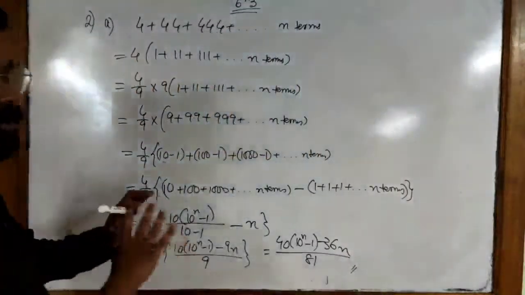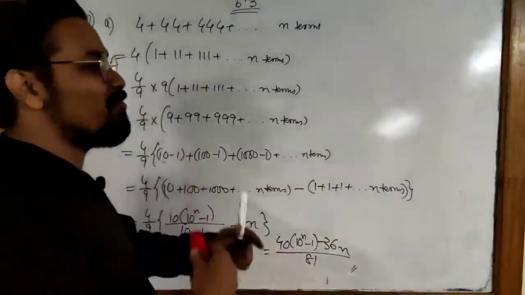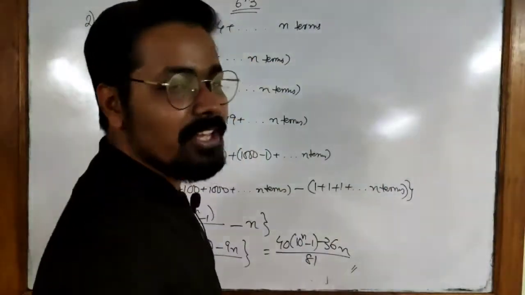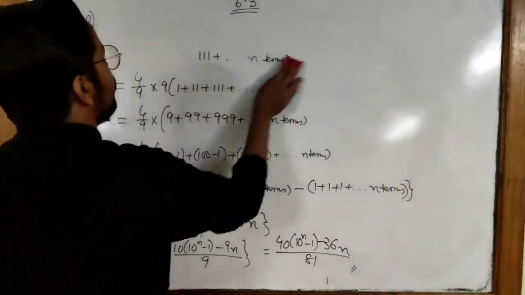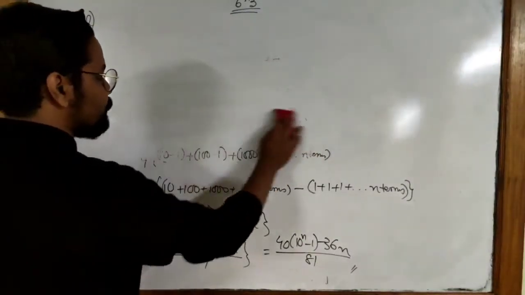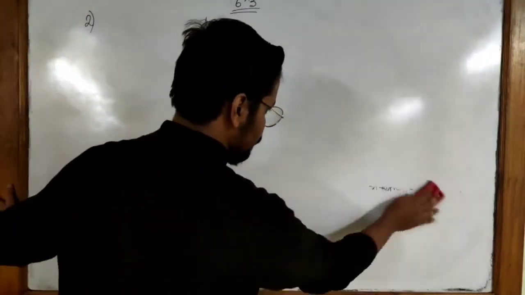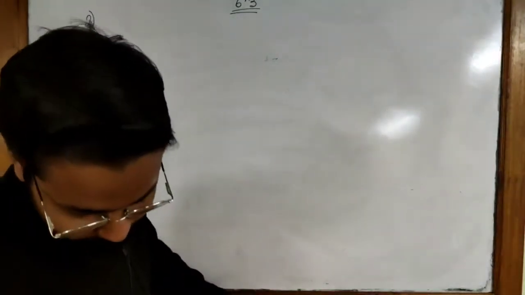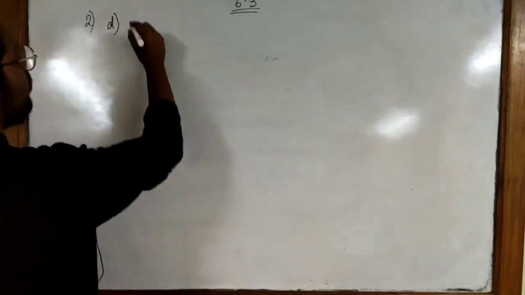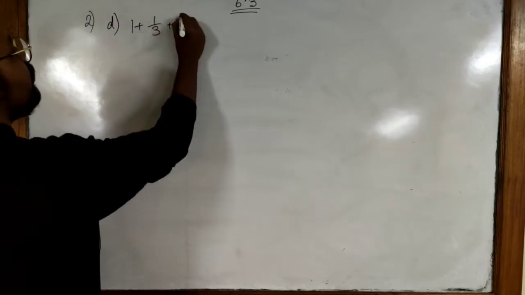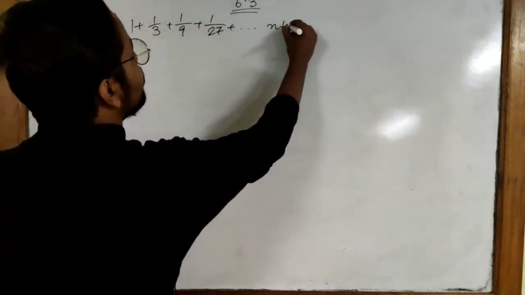It is a simple one. It is already given in GP. I'm sorry, I'm repeating AP over and over again. It is given in GP. You have to find the value of the sum up to n terms. So this is a simple one, question number D. It is 1 plus 1 by 3 plus 1 by 9 plus 1 by 27 up to n terms.